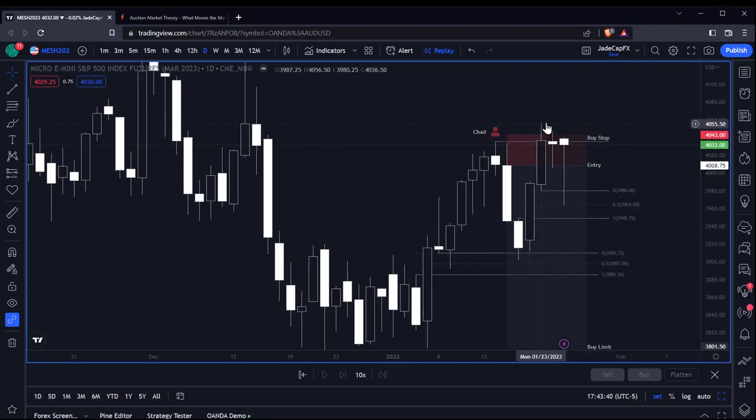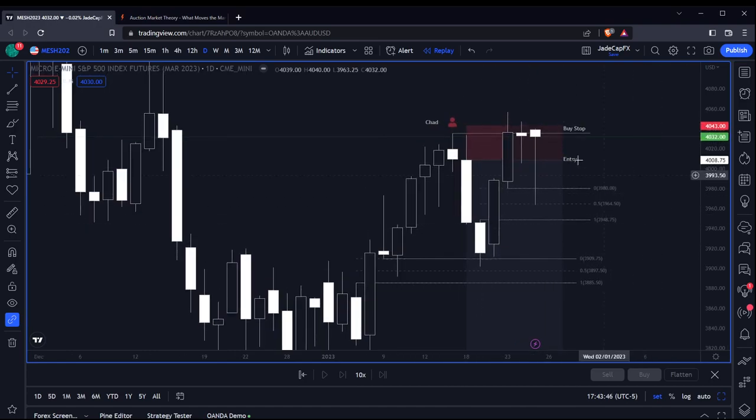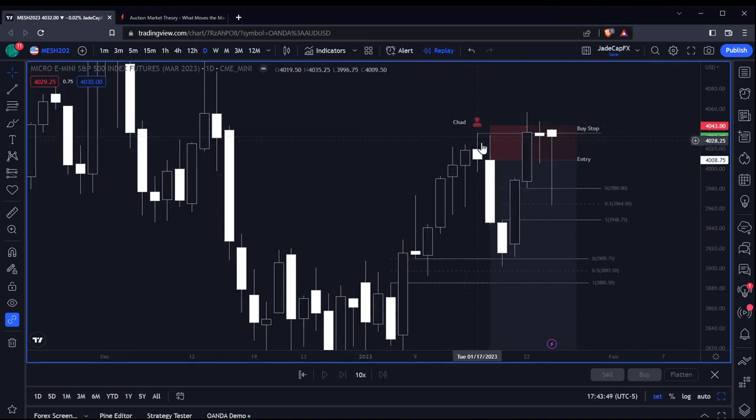Well, once the market trades up here, assume that Chad is not the only one shorting it. Say there's 9 other traders that shorted the market, and let's say there's only 20 participants in the market overall. So 10 of them are short, so their buy stop is here.